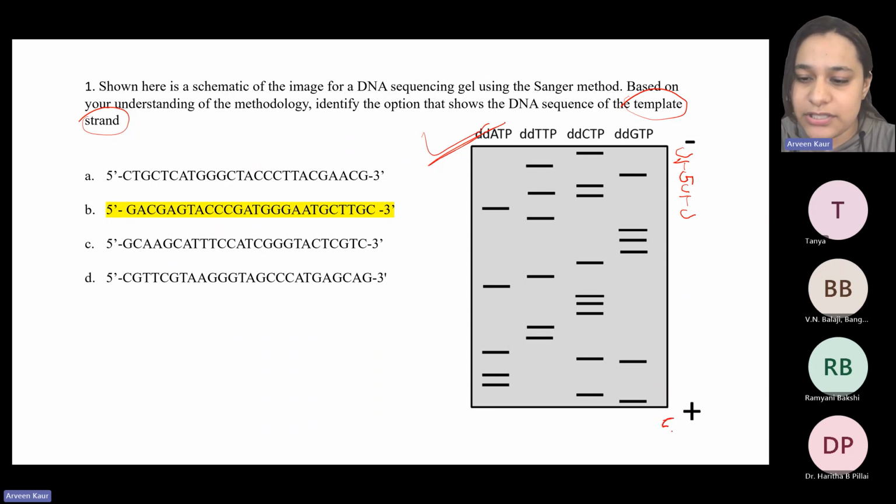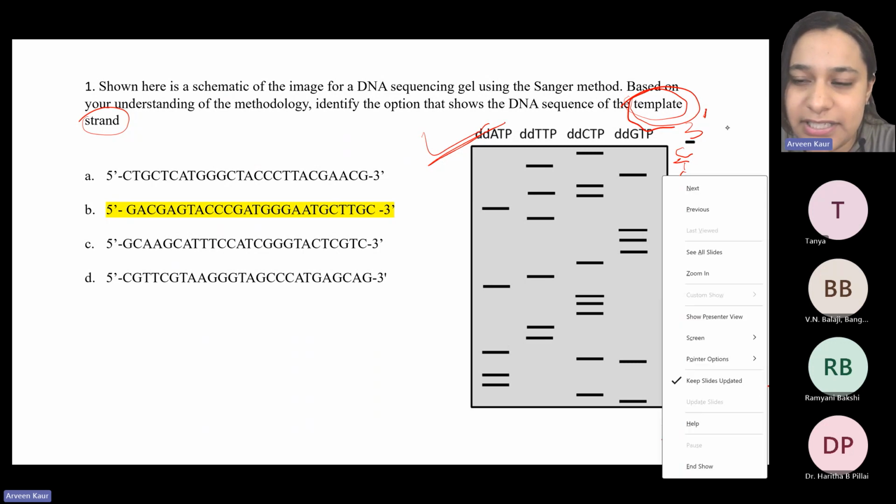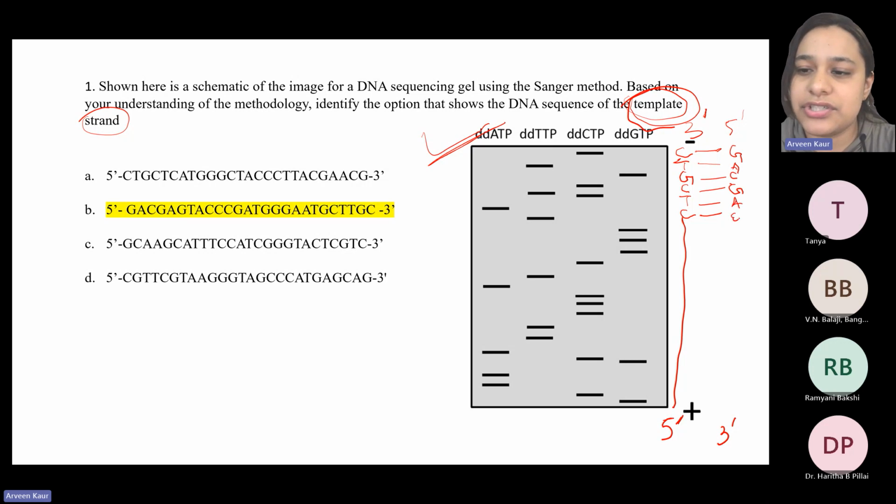On this gel, the positive end will be the 5' end and the negative end will be the 3' end, right? Now, do we have to jot this particular answer down? No, we have to look for the template strand. It will be a strand that is complementary to the one we obtain in this sequence. Since DNA is reverse complementary, the 5' end will lie on the negative side and 3' will lie over here. Through simple complementarity, we can say that the sequence should be G, A, C, G, A, and G again, right?